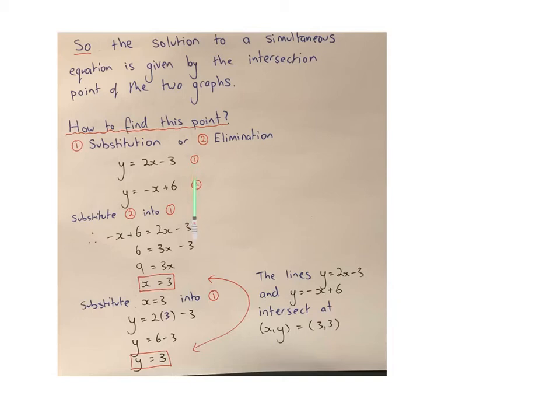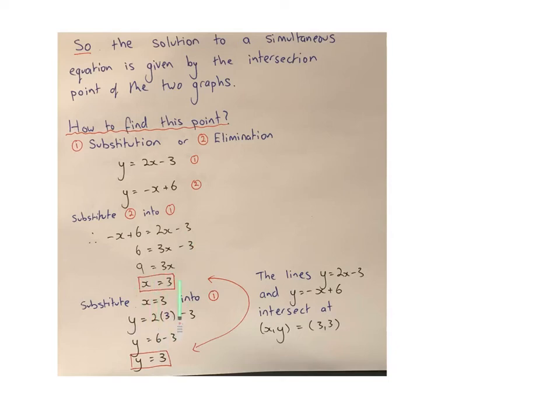So here are my two equations. I see y in my second equation is equal to minus x plus 6. So what I'm going to do is take this expression that is equal to y and replace it in my first equation. So I get minus x plus 6 equals 2x minus 3. Now solving for x, I get x is 3.